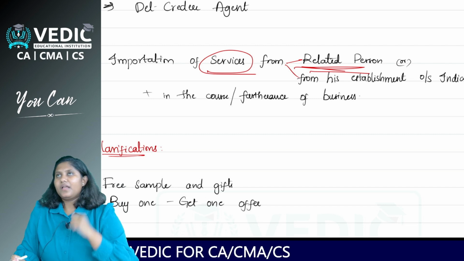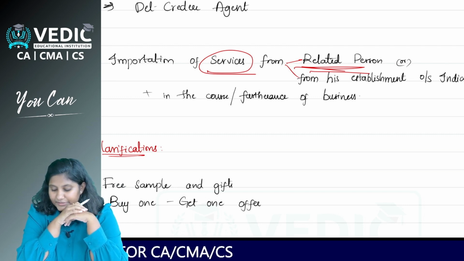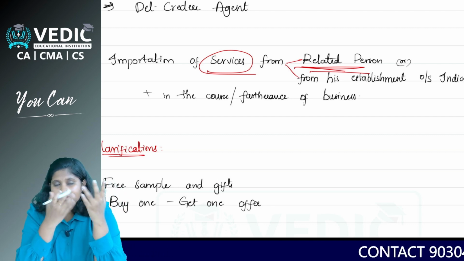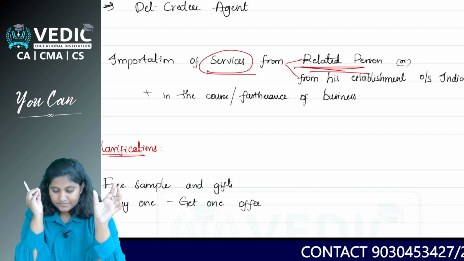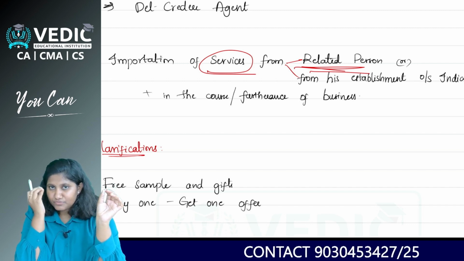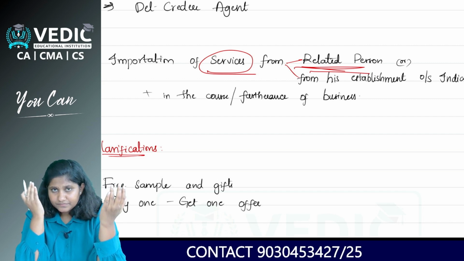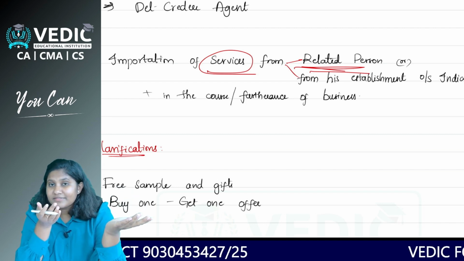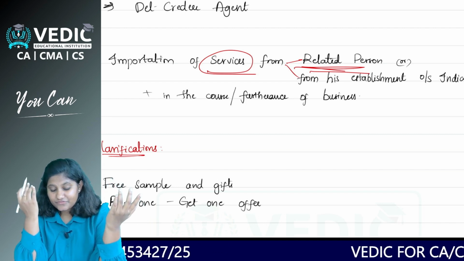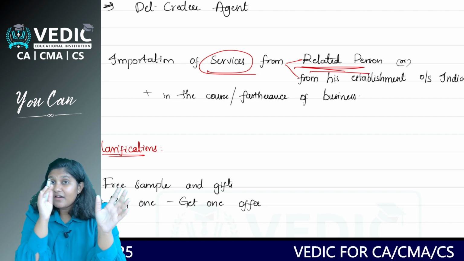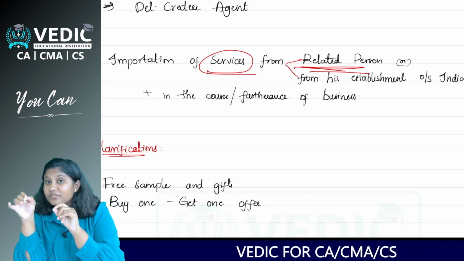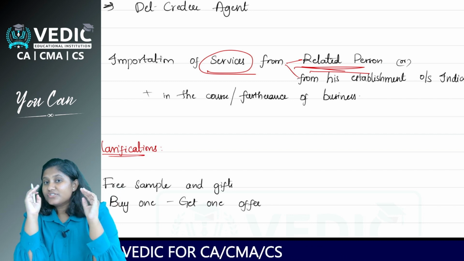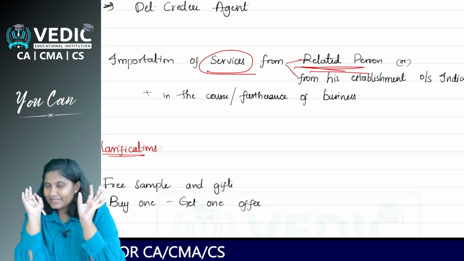Suppose my sister is in the US. She is, let's say, a software consultant. She is providing services to my firm. She is my related person and she is providing them in the course or furtherance of business. Obviously she's my sister, she's not going to take any consideration from me. I'm importing services from my related person in the course or furtherance of business, so it is considered as supply as per 7(1)(c).